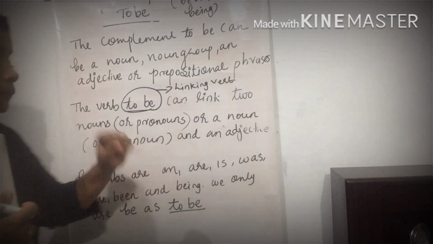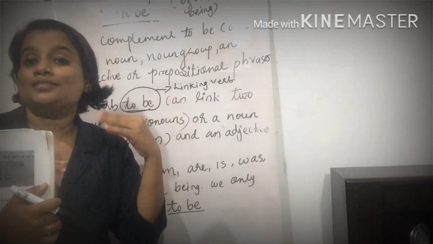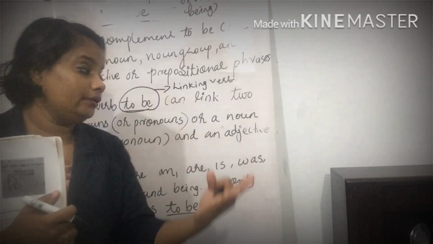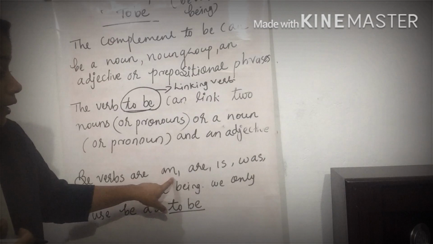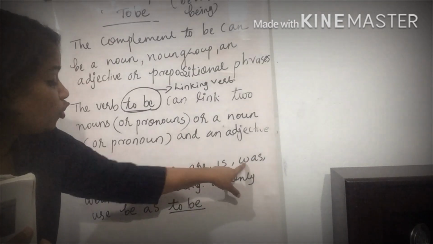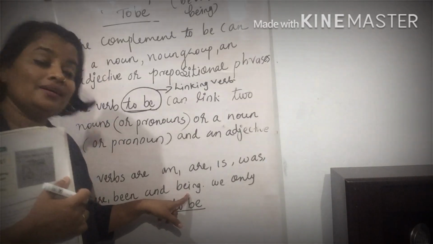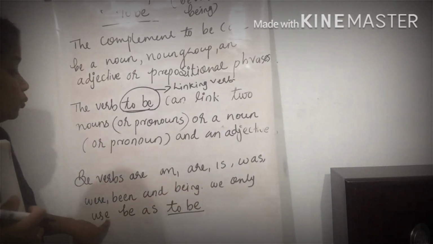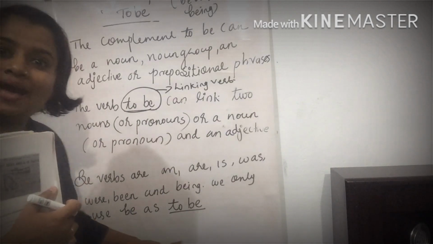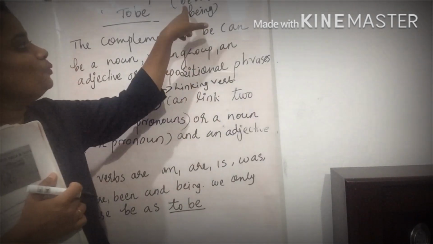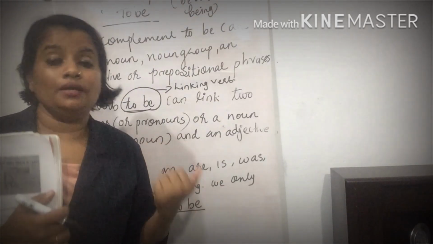Be verbs are am, are, is. In a simple way, we can say is, am, are. The next ones are was, were. Look here: am, are, is, was, were, been and being. Then we only use be as to be. How could we use be as to be? What do you mean by be verb? Yes, it says the state of being.